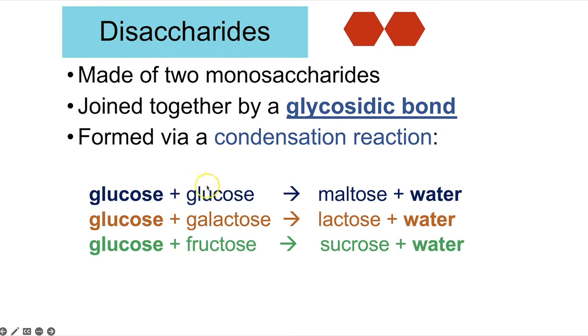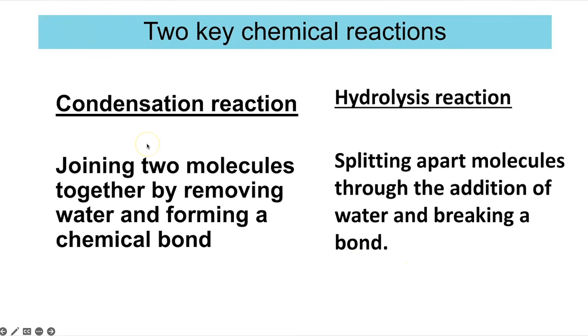So when you join those together, because it's a condensation reaction, you form a bond between those molecules, and that also involves the removal of water, which is why we've got plus water for all of those. So we said it's a condensation reaction that forms them. A condensation reaction is when you join 2 molecules together by removing water, and that forms a chemical bond. Hydrolysis is the opposite reaction. It's when you split apart molecules through the addition of water, which breaks a chemical bond. And we see these 2 reactions creating all of the polymers and also hydrolyzing the polymers back into their monomers.